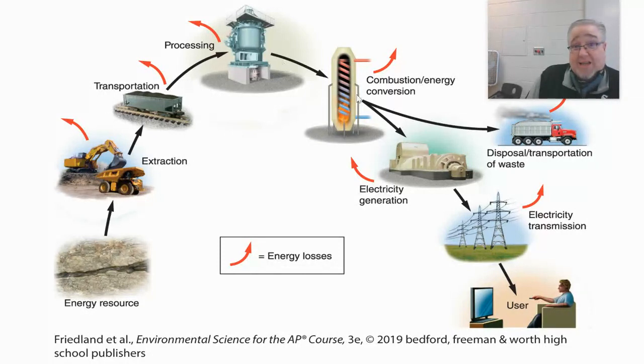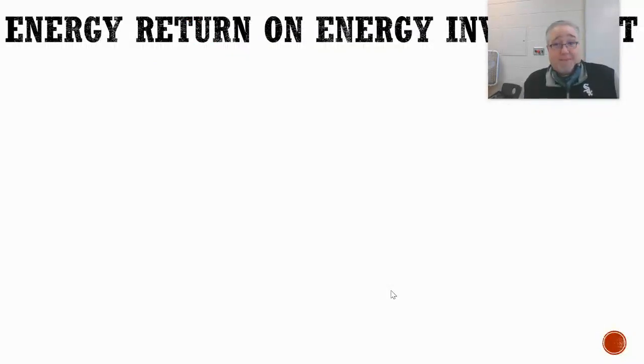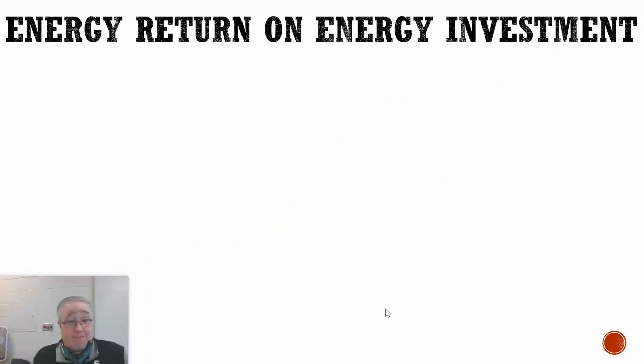I mean, in all of these steps, we actually lose energy every single step of the way. The generation of electricity is only about 35% efficient. We lose 65 to 70% of our energy because of all of these processes that are involved just to obtain that electricity. So it's not a real efficient process. The more efficient it is, the better it is.